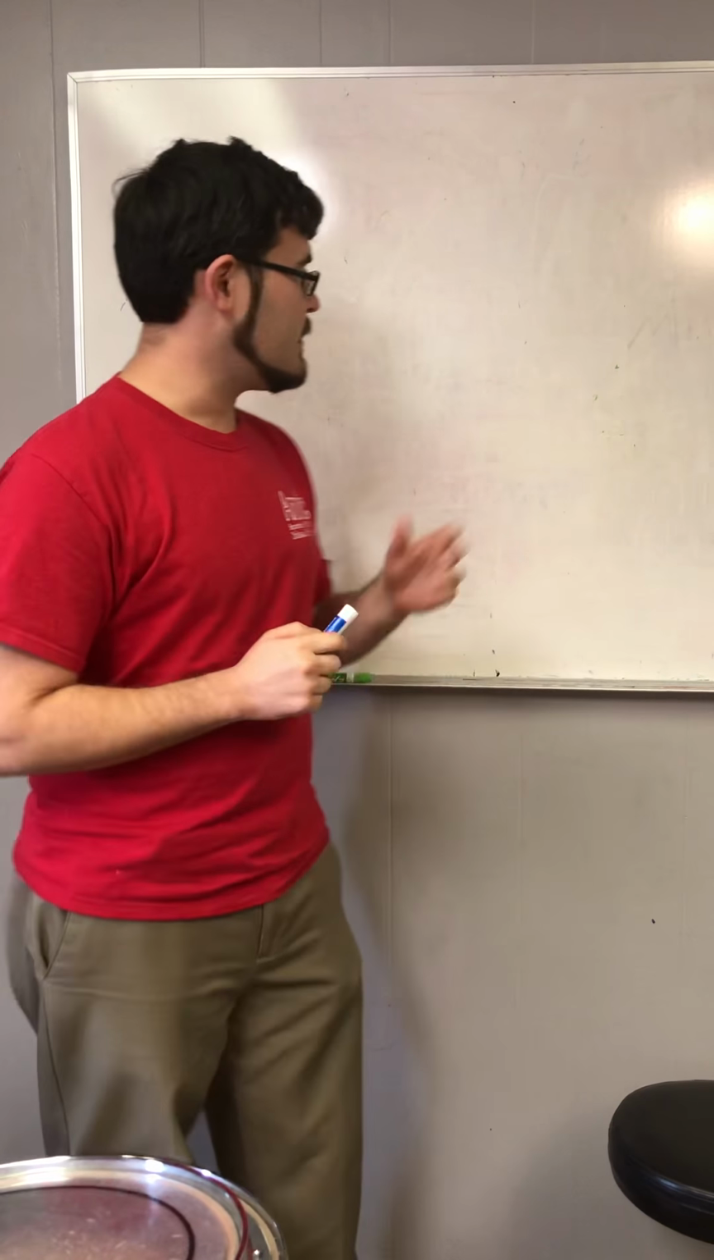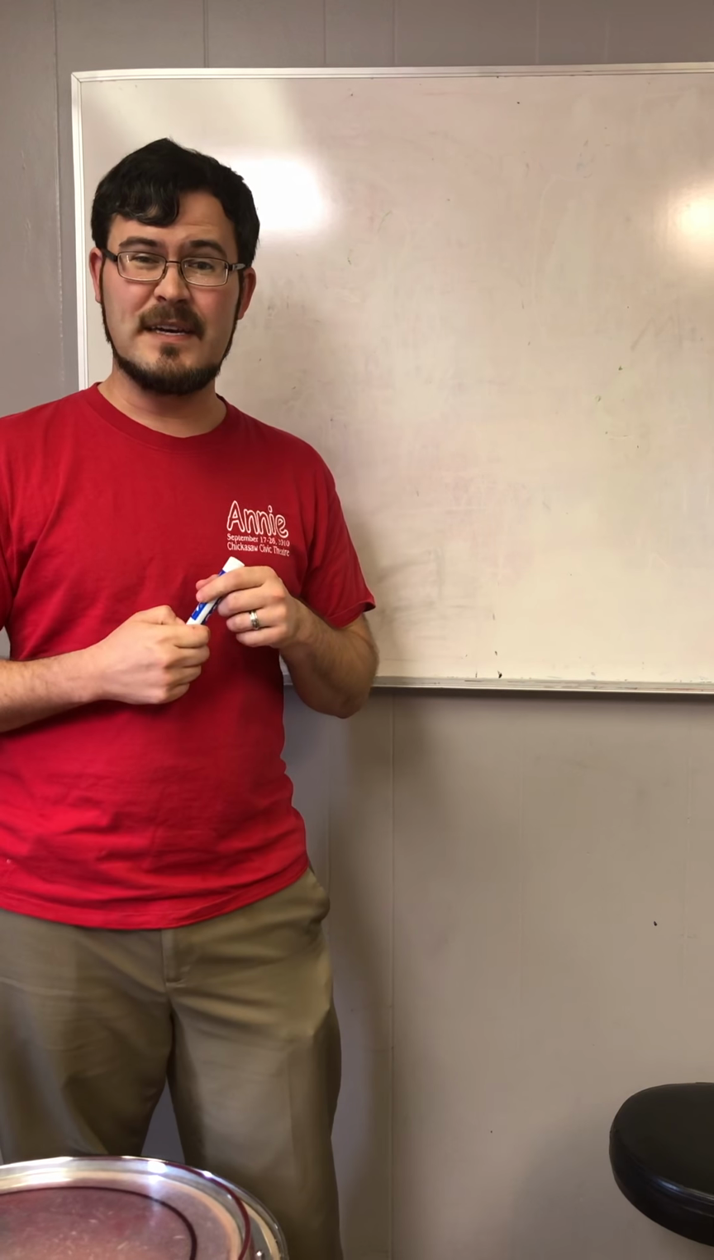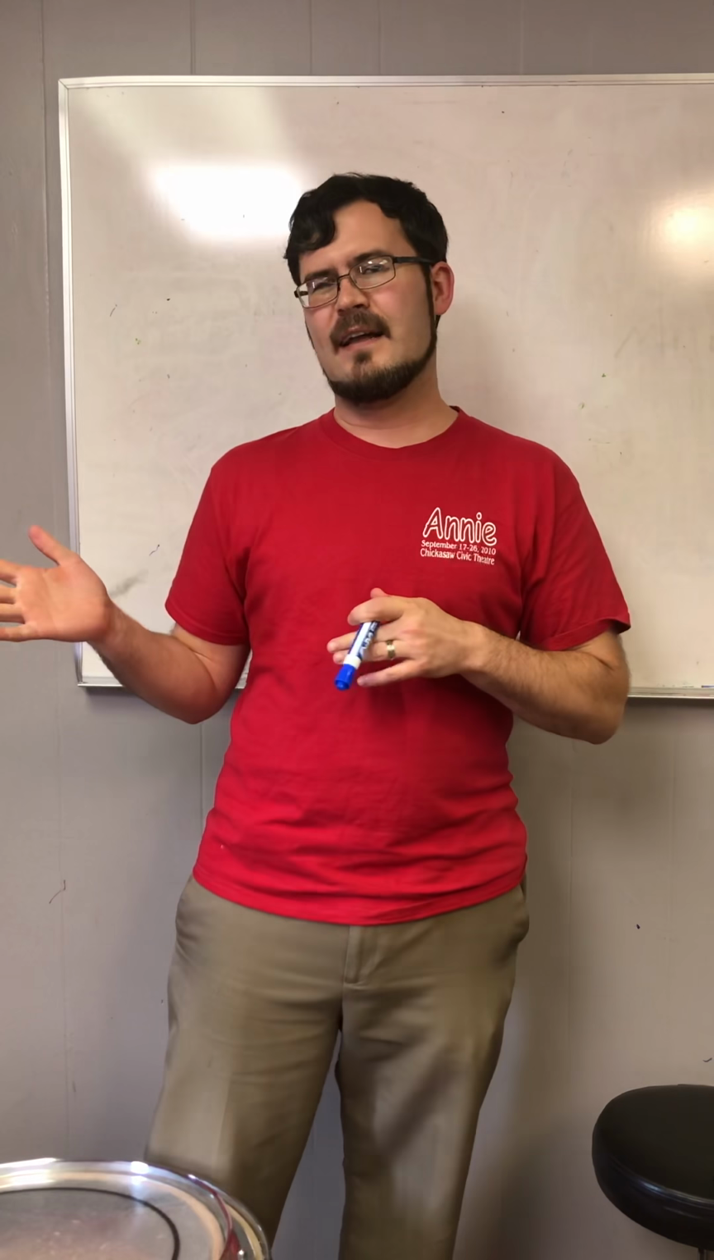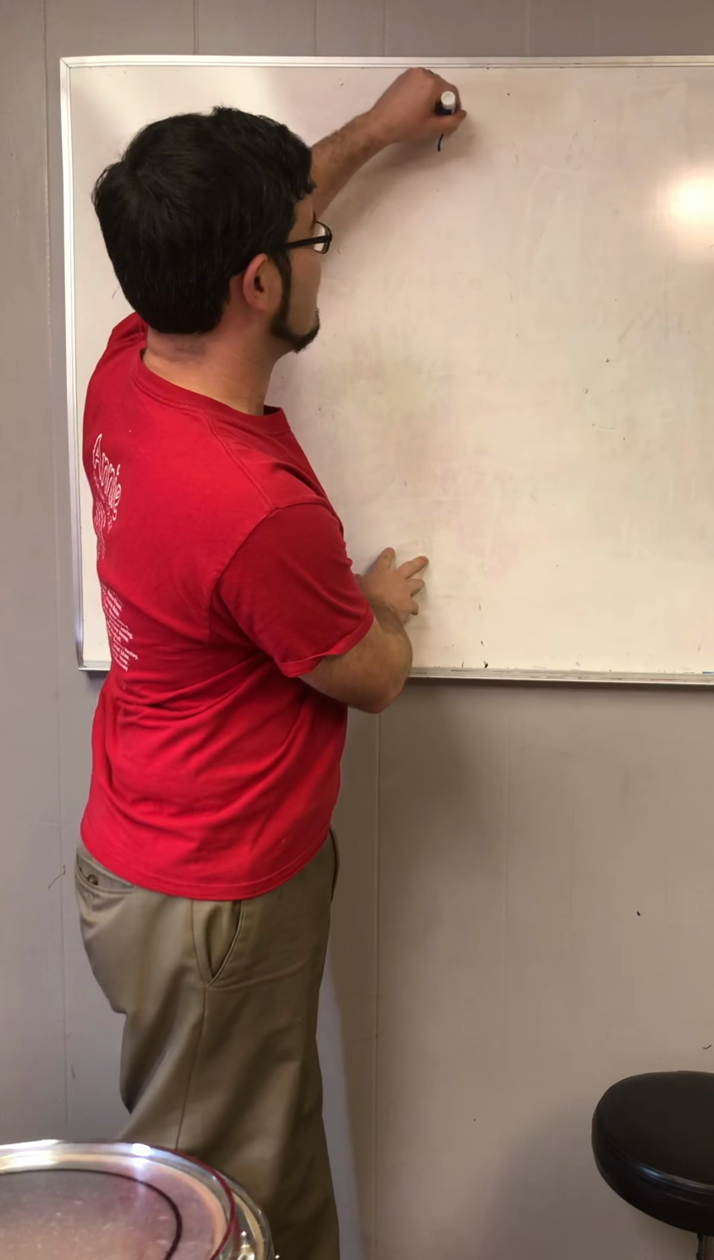I've got a little theory lesson I want to share with you right here on our board. We're going to talk about the circle of fifths. It's like the circle of life in Lion King, but it shows you all the scales in music. So this is for major scales.